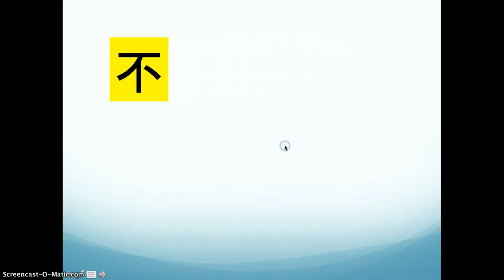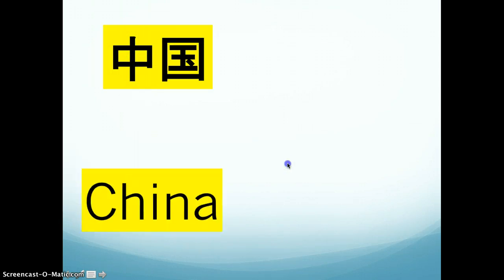And this one is 不, right? It looks like a mushroom or something. So 不 means no or not. So if you say 不是, that means not to be, right? And this one is a country. Look at this one. It's like central. It's in the center of this character, right? It's separated evenly. So it's 中国, it's China.